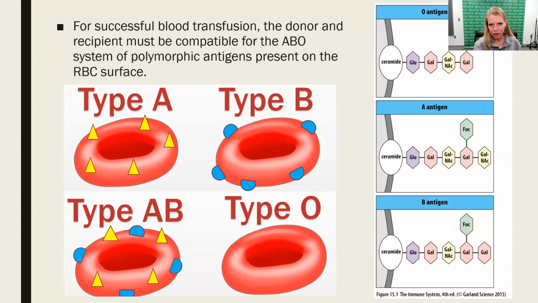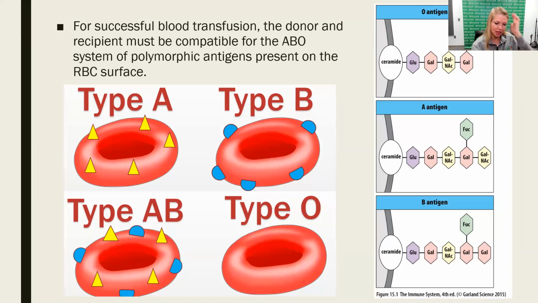A quick little refresher, you might be familiar with what red blood cells look like antigenically, but we have really 4 major types of blood, A, B, AB, and then O. And they're named because of the surface antigen that they have.